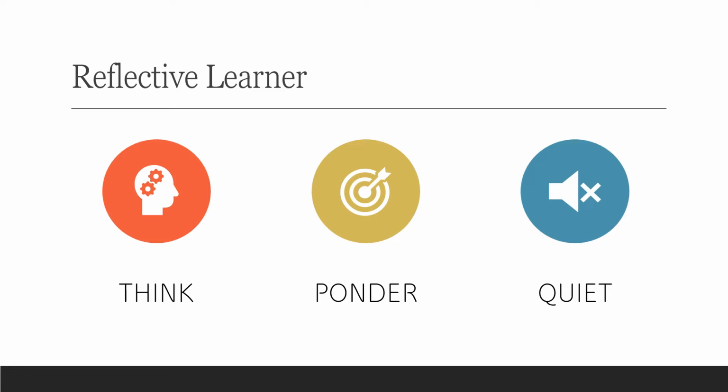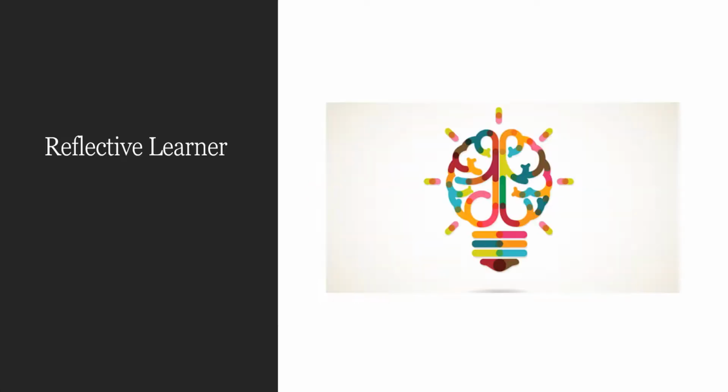In contrast to the active learner is the reflective learner. We want to think of the active learner as more outward. The reflective learner is more inward. They're the one that likes to think things through, and they like to have things quiet. The best way to identify a reflective learner is to just sit and listen to them. They're going to say things like, can I think about this for a minute? Just a moment. I need quiet.